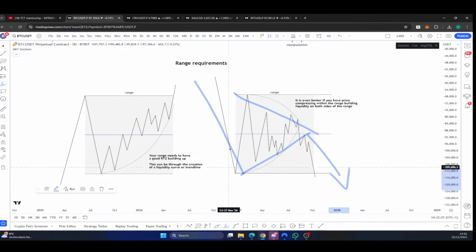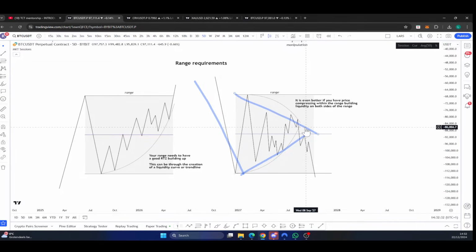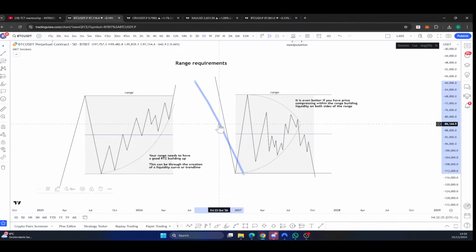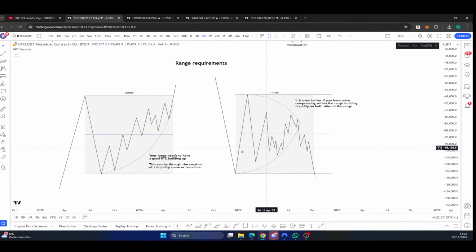And oftentimes when you have this compressing formation, leaving liquidity on both sides, the first move tends to be the fake move to trap all these retail pattern traders, okay? So whenever you have this compressing effect, building liquidity on both sides, and then you move in a certain direction, that tends to be the fake move, adding extra confluence to the power and the strength of your PO3. So to summarize the range requirements, you need to have a good return to zone building up prior to breaking out of the range, aka deviating the range.